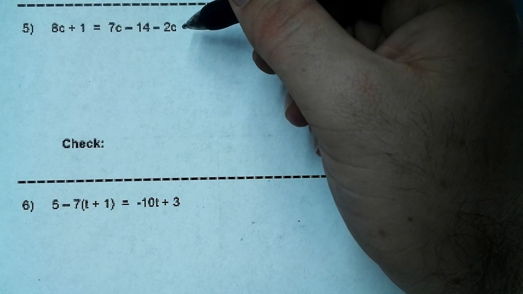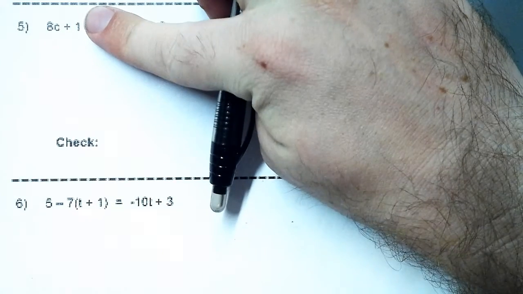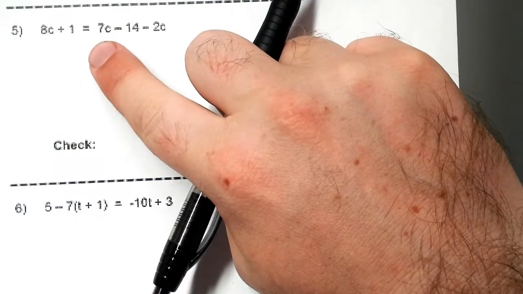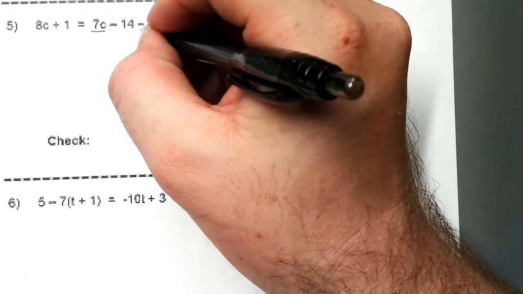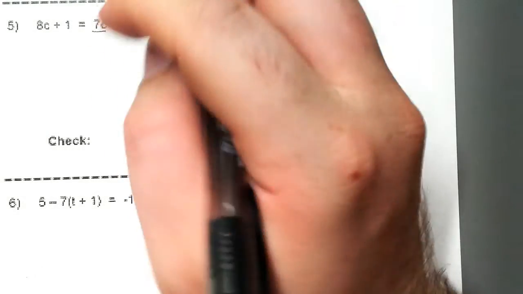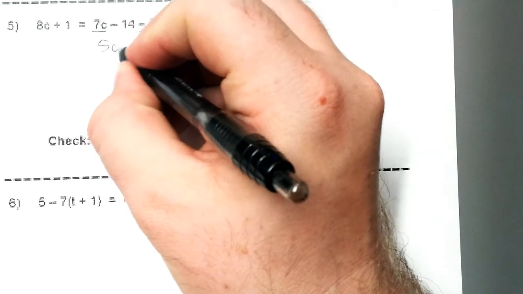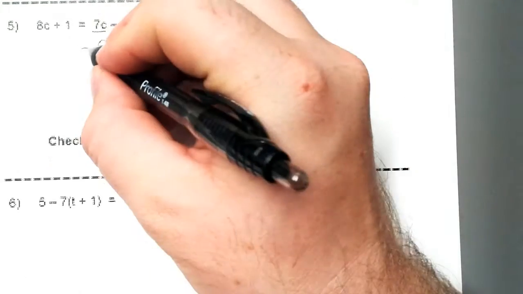Let's go to step 2, combining like terms. Check out your left side. Nope, because that has c's, that has just a 1. And over here, this has 7c minus 14 minus 2c. So I can combine those c's together. 7 minus 2 gives me 5c. That was the only part I did. Write everything else down.